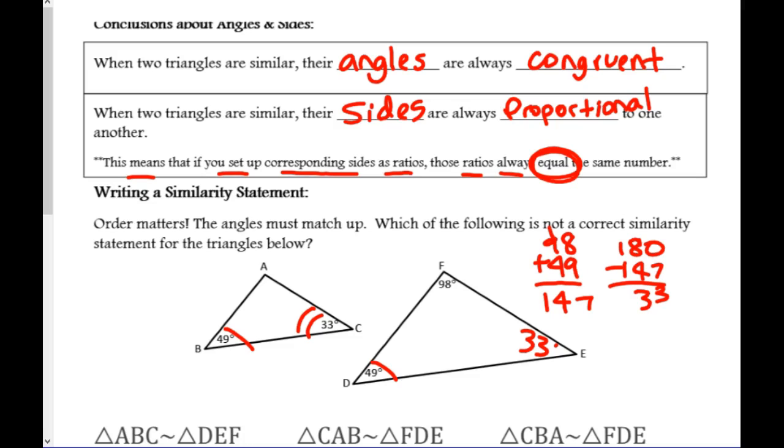So again, we don't want to assume if we have something missing. My board's been acting funky. No, this is a 98 right here. 98 plus 49. My bad. It's not staying calibrated, so it's hard to write things on here. And then that means this will be 98.